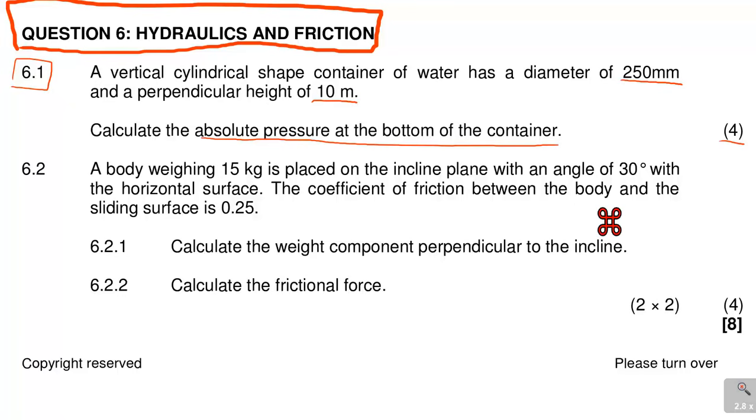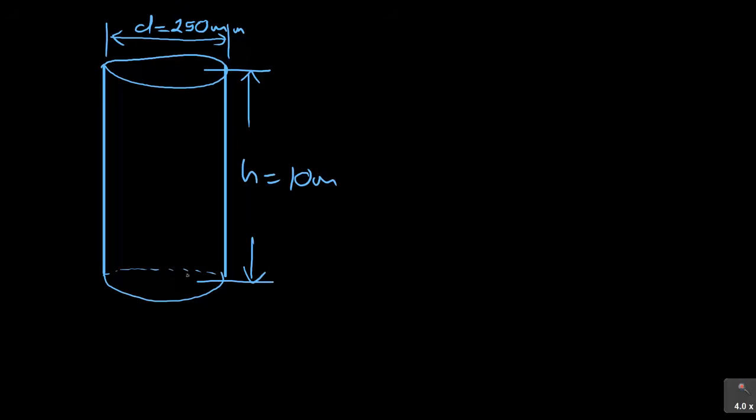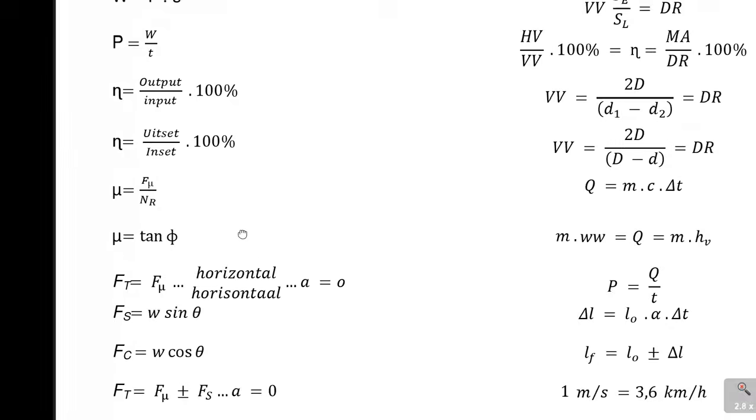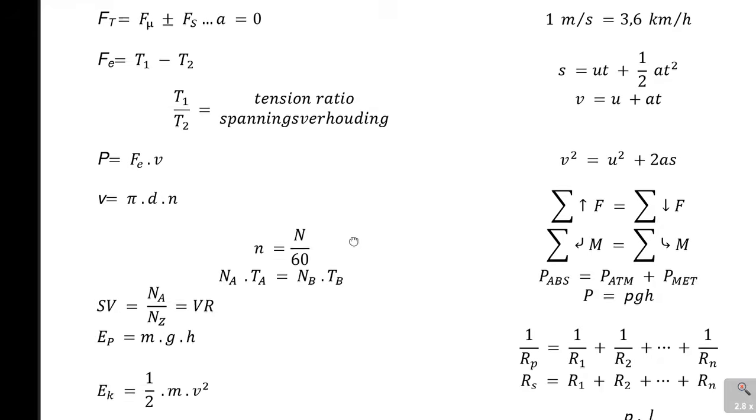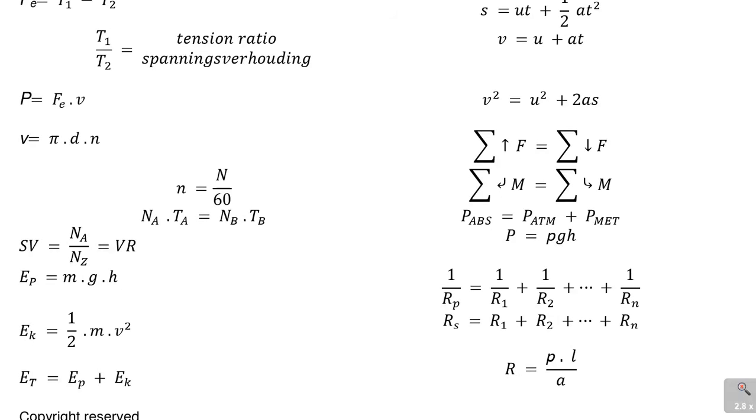Now the question here says calculate the what? We need to calculate the absolute pressure at the bottom of the container. So we need to find the pressure here at the bottom of the container. For us to find the absolute pressure, let's go to our formula sheet so that you can see where you can find it. There is a formula that deals with absolute pressure. You can see it. Let me just mark it for you.